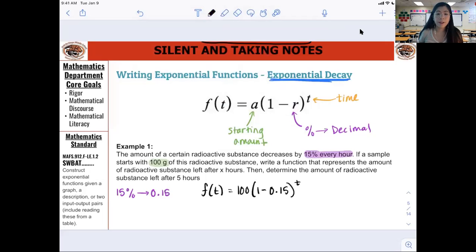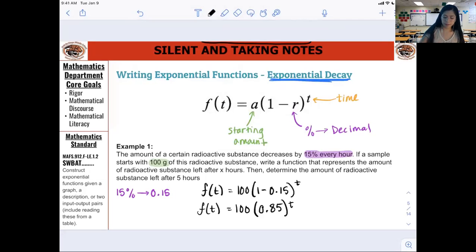So here's where we got to be very careful, because what is 1 minus 0.15? 0.85. Think about it. $1 minus 15 cents is 85 cents. So we have 0.85. So what's different about this function?